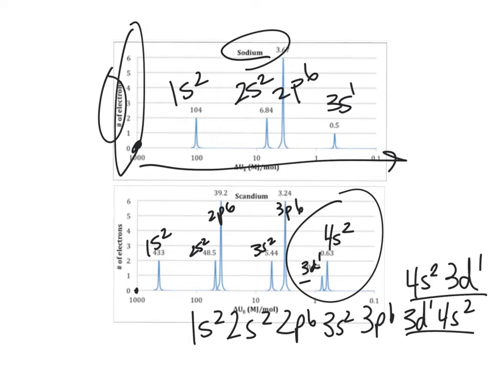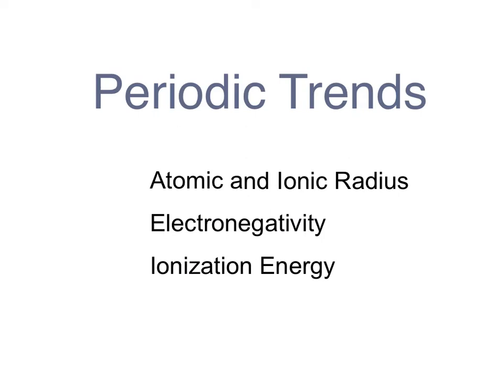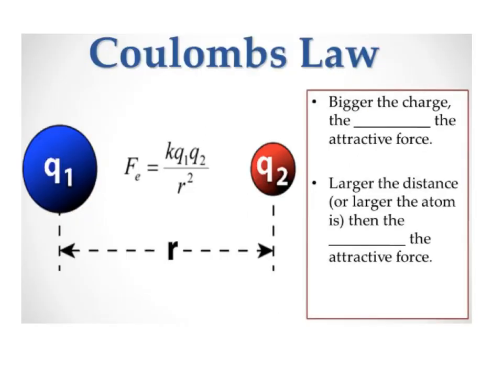All right, so let's move on to what we're doing today, and that is periodic trends. There's 3 main periodic trends we're going to be looking at: atomic and ionic radius, electronegativity, and ionization energy. Today we're just going to look at this first one to break up a little bit of this because it gets pretty intense. So a lot of this is based on the law called Coulomb's Law, and you might have learned this in physics, and we're going to study it a little more when we get to bonding.